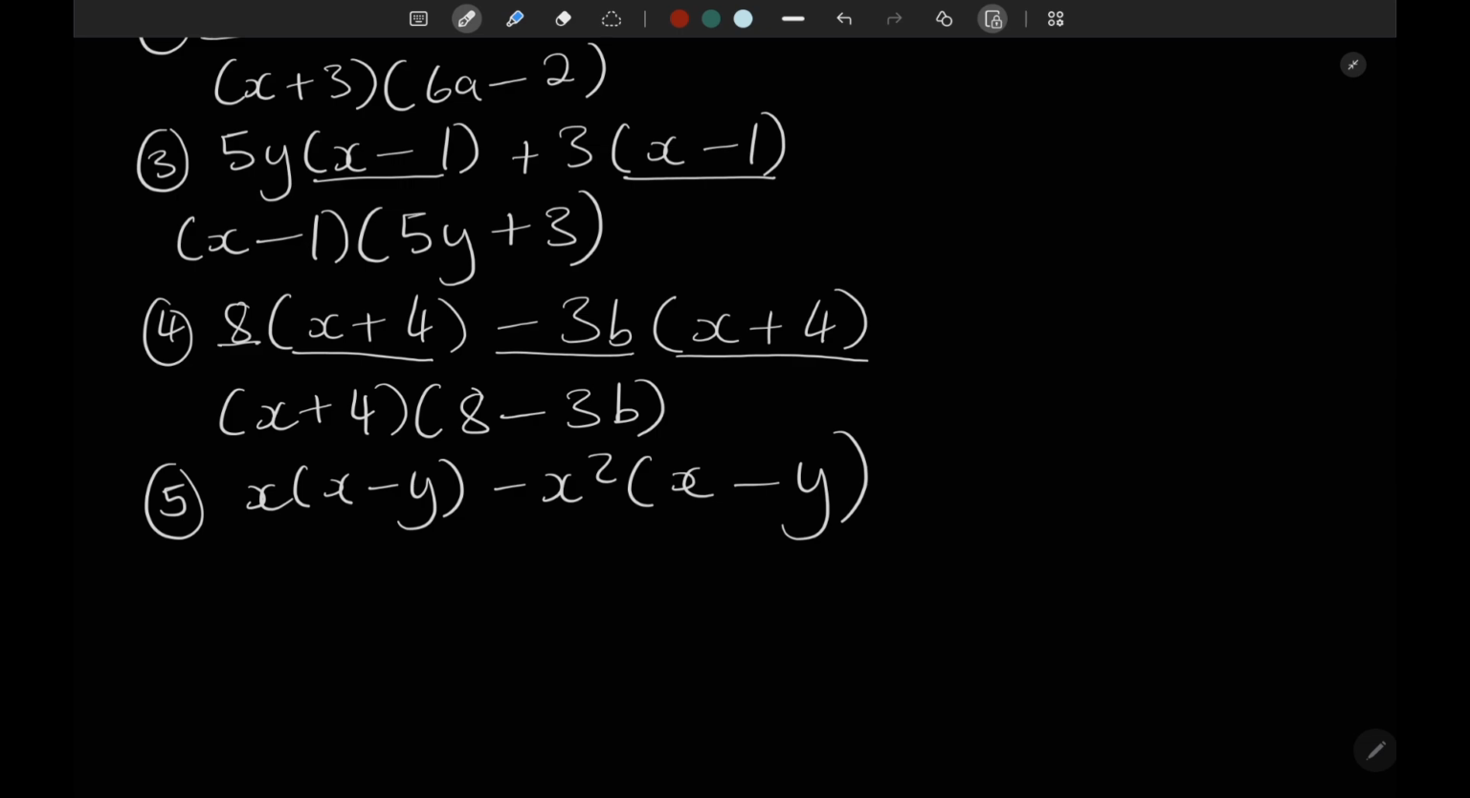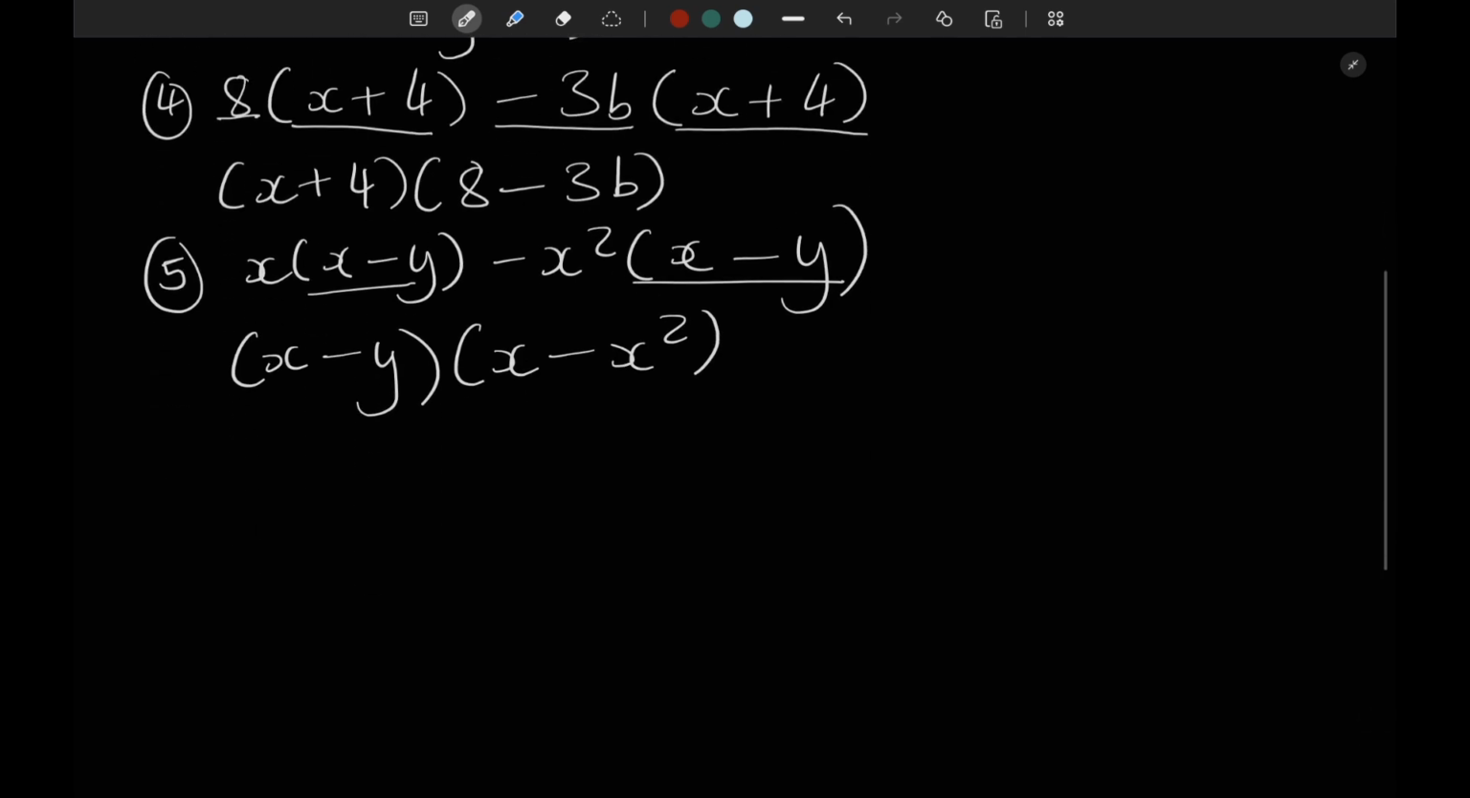So the first step would be to determine a common bracket. You have x - y here and x - y there. So x - y. In the second bracket, you have x and you have minus x squared. So you have x - x². Now, this isn't the final answer. You still have to solve what's inside this bracket, okay?